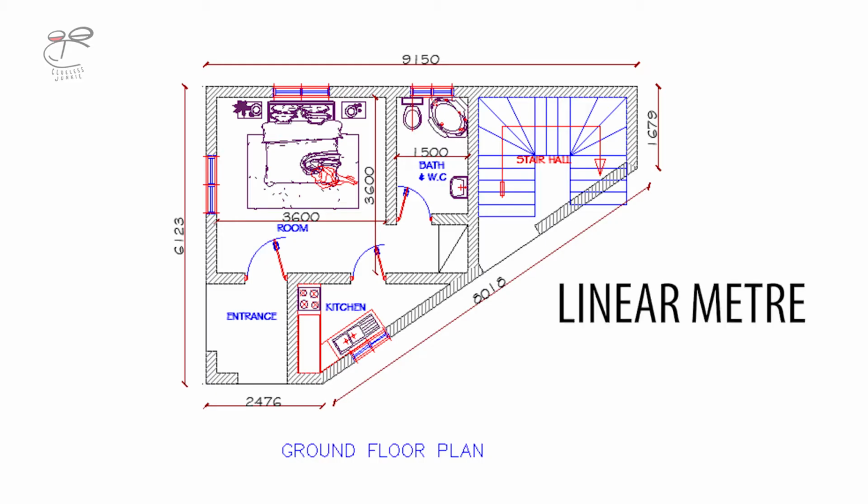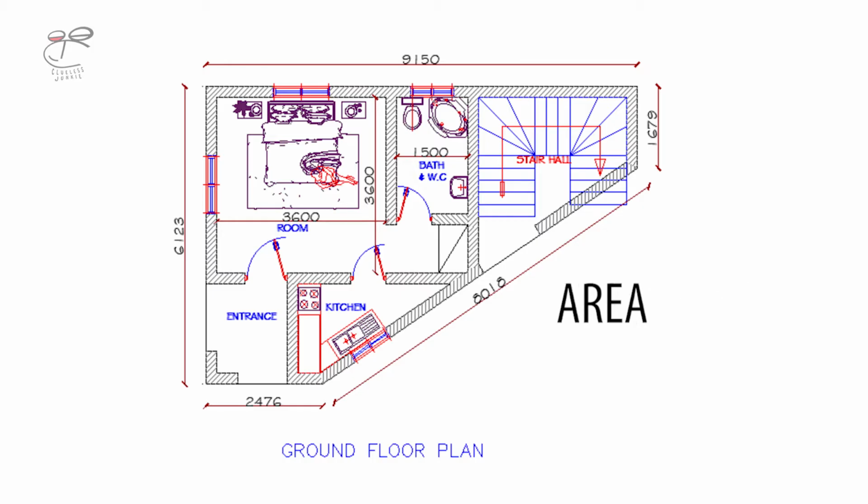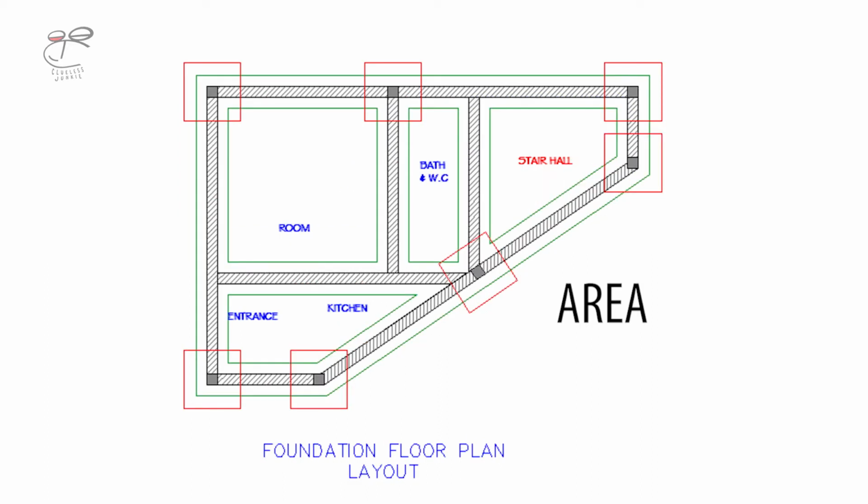So we are going to be calculating for linear meter. Don't need to worry about what that means. I will show you how to go about that in a moment. And then we'll do for perimeter, then obtain the area of the floor plan. That's usually stated on the layout of the design and so on.